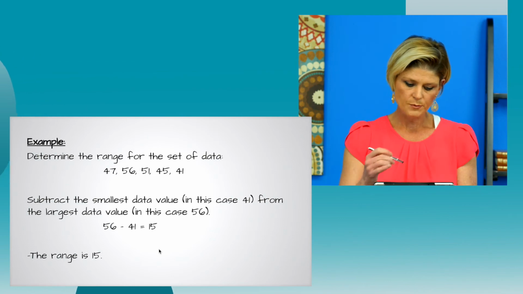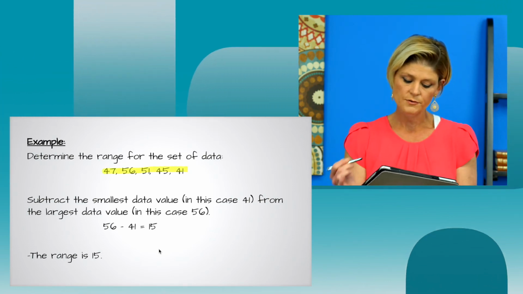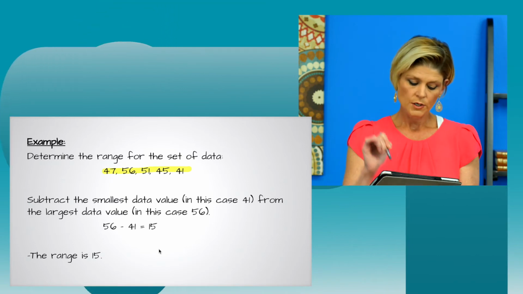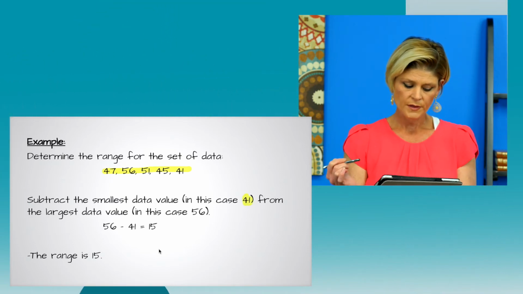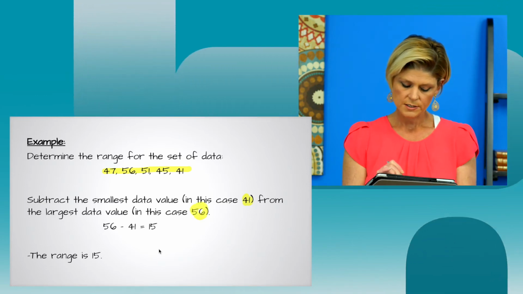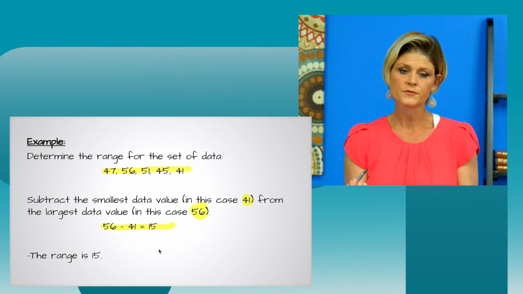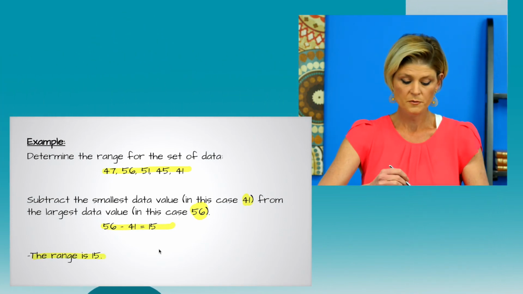Okay, here's an example. Determine the range for the set of data 47, 56, 51, 45, 41. You want to subtract the smallest data value, in this case 41, from the largest data value, in this case 56. So 56 minus 41 is 15. So the range of this data set is 15. Pretty simple.